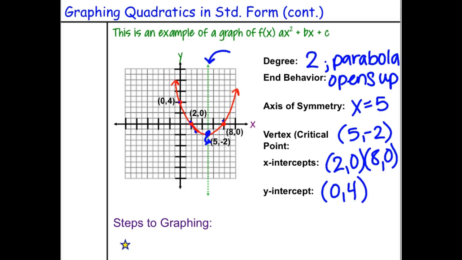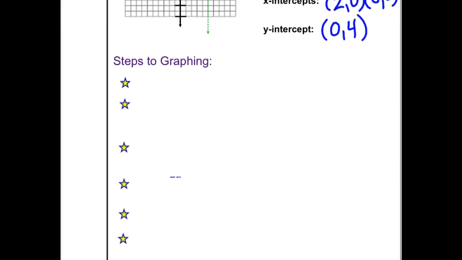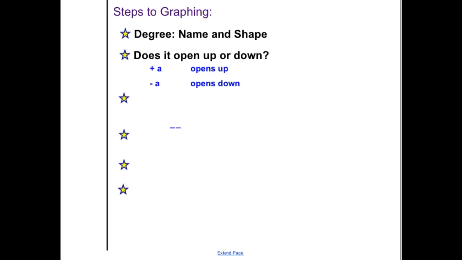Now we're going to give you the equation, and you've got to be able to graph it. So the steps to graphing are as follows. Degree, name and shape. So as we've mentioned, that will always be 2 and parabola. Does it open up or down? And we can find that information from our a. If it's positive, it opens up. If it's negative, it opens down.